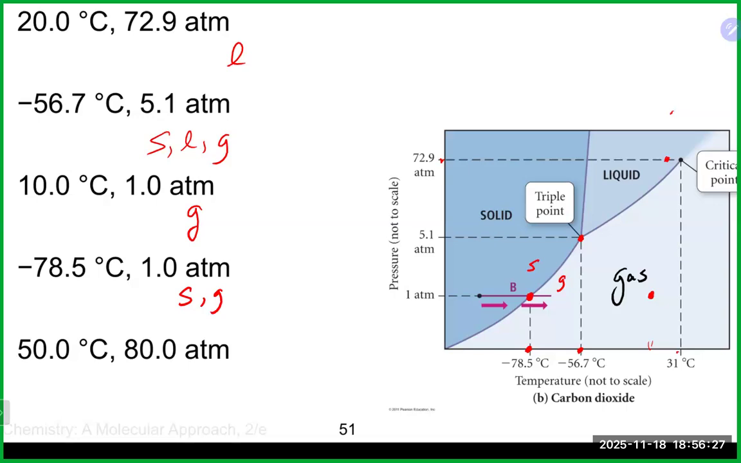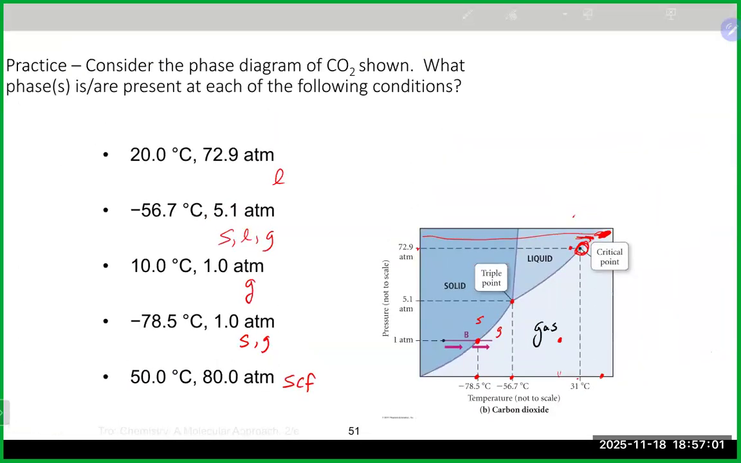And lastly, here at 50 degrees, which would be beyond the 31, I would imagine, and 80 atmospheres, which would be above here. So that would probably put you right about here. That is above our critical point where our critical temperature and pressure are. We would have a supercritical fluid at that point. That would be our guy that has the density of a liquid but flows like a gas, right? That's the point, as you can see, where it just kind of flows through there. Any questions on any of those there?